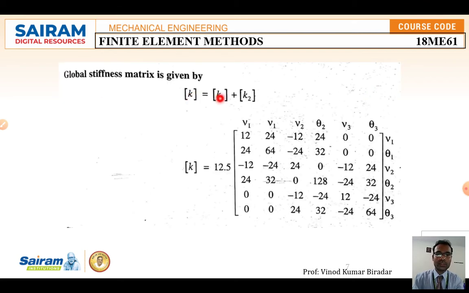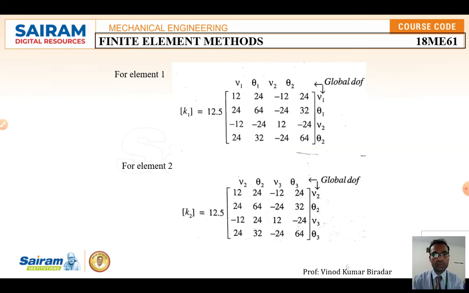Okay, K is equal to K1 plus K2. Since the maximum node is 3, that is theta 3 is there, so v1 theta 1 v2 theta 2 v3 theta 3, you are going to get a 6 into 6 matrix. Okay, so how to add this, I already told you in the previous lecture video, that is v1 is equal to v1. So this 12 I wrote means v1, so check v1 in both the matrices here. Here this is v1, and v1 is not there here. Okay, 12 plus 0 equal to 12.